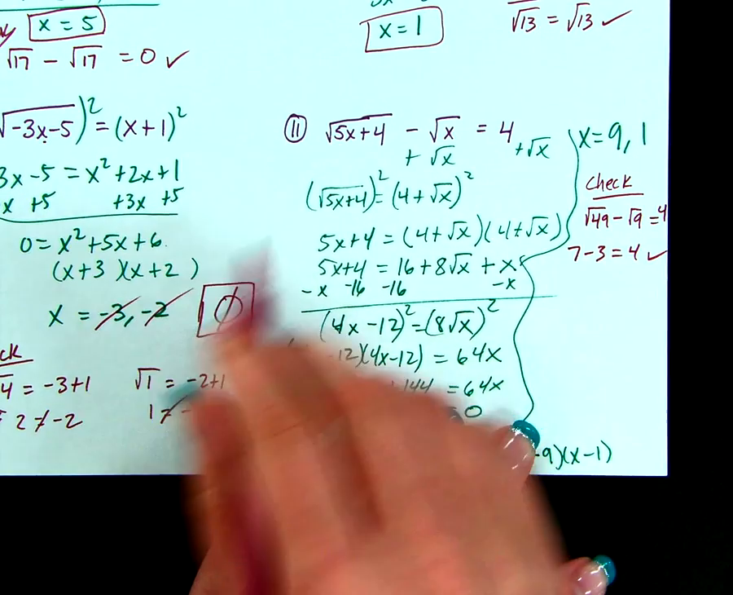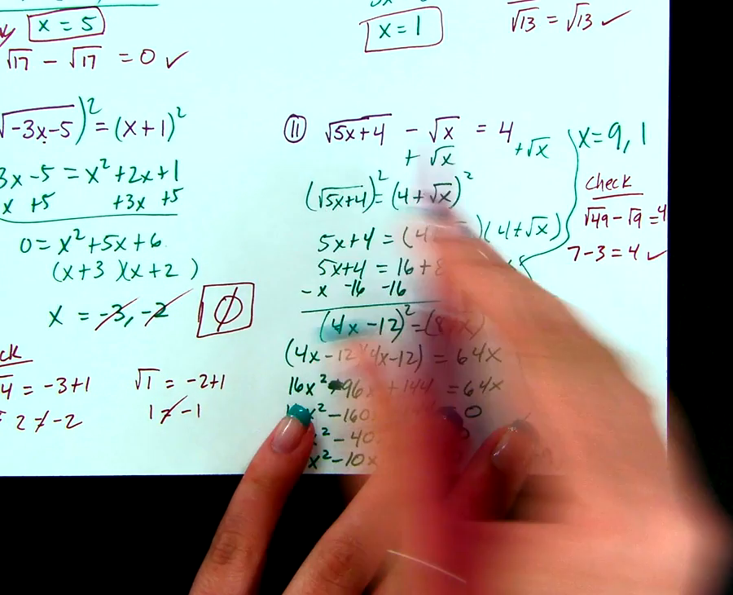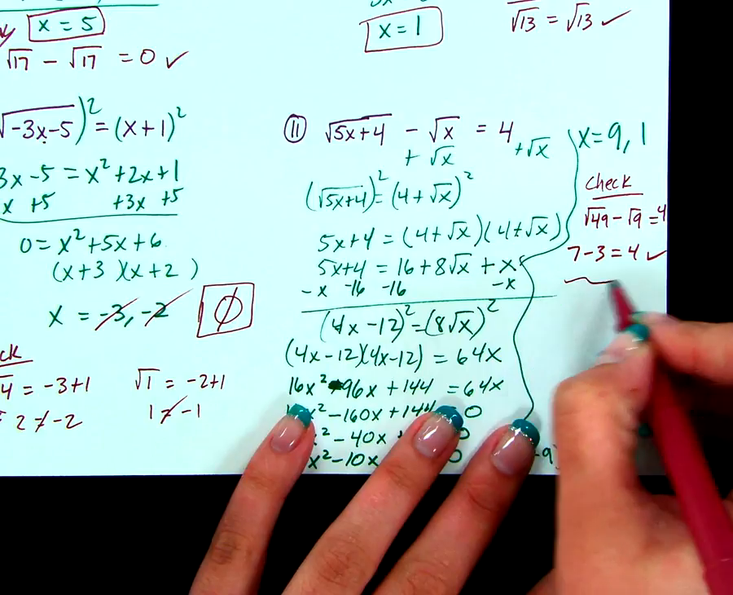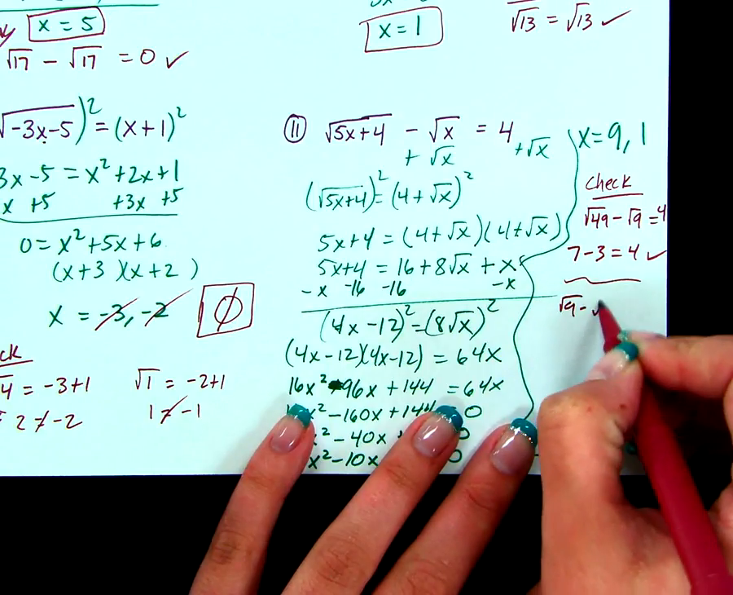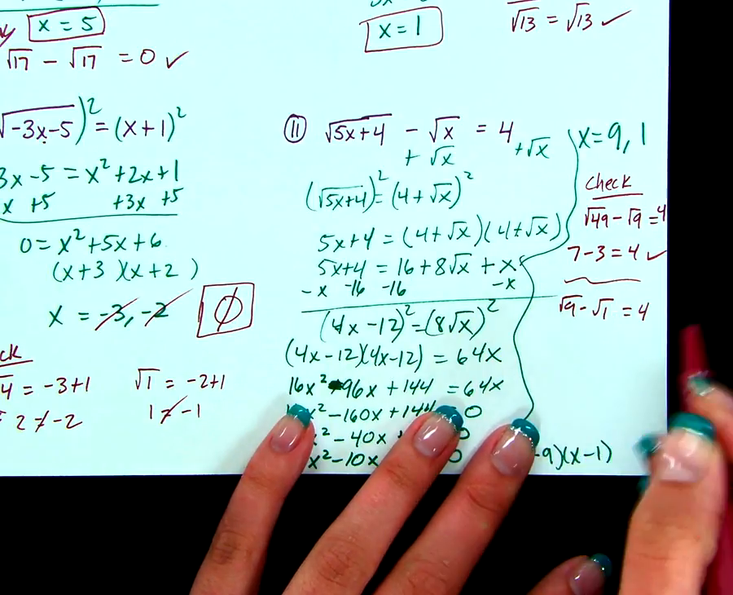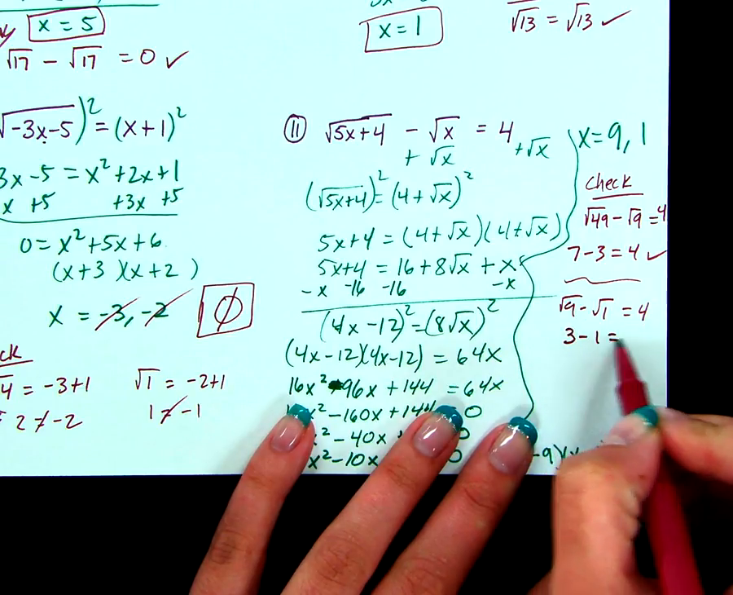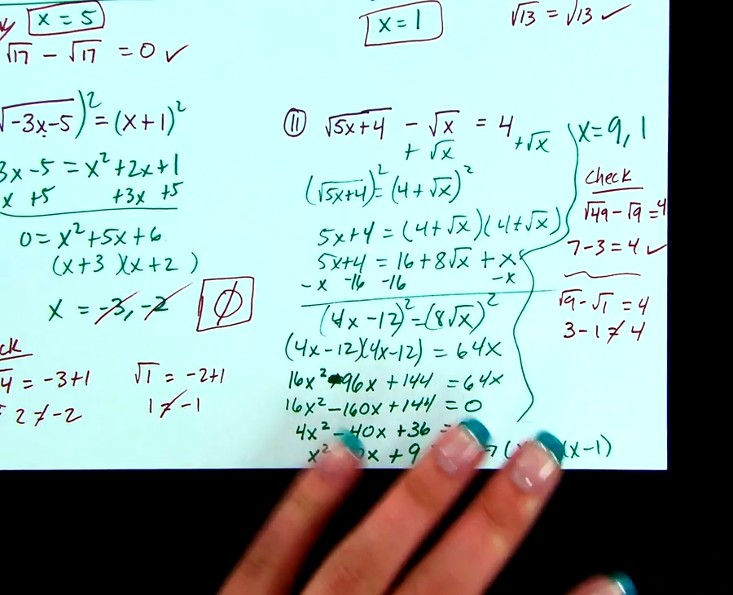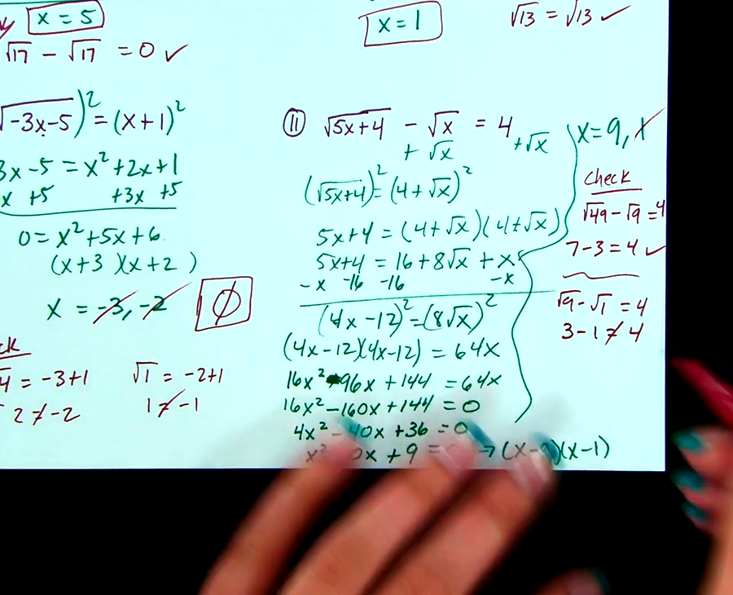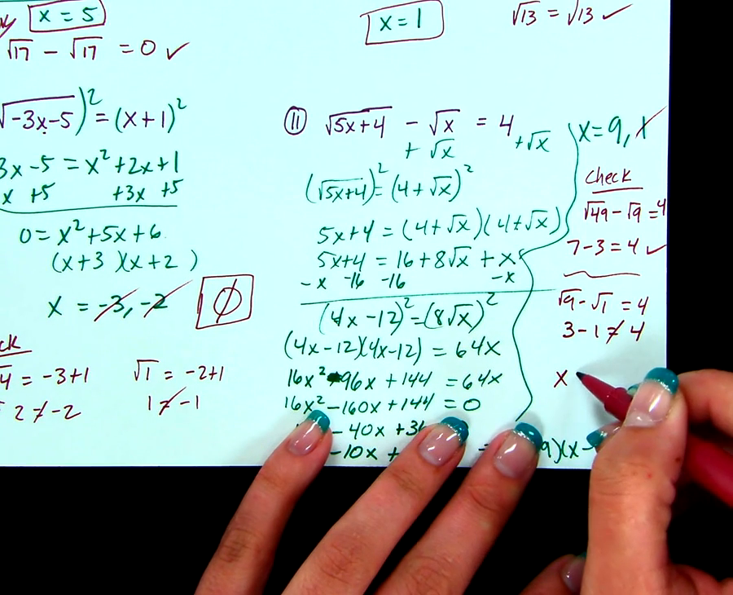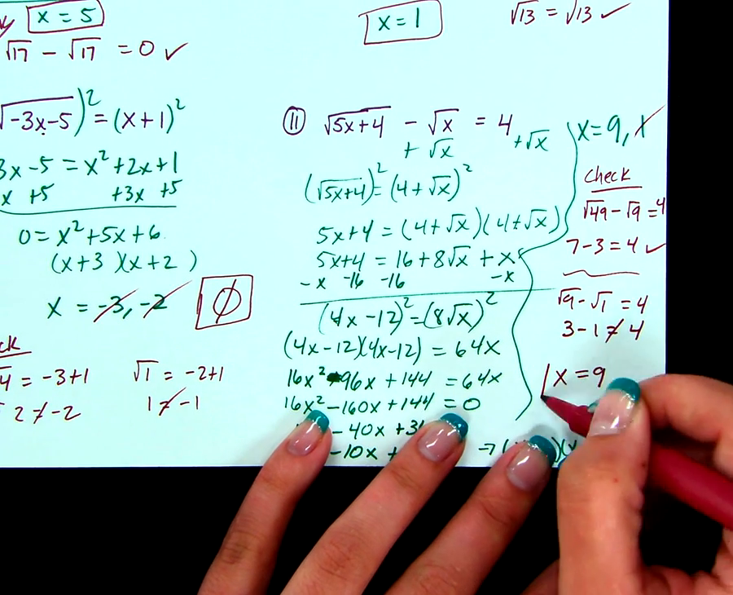And we have to do the same thing with the 1. 5 times 1 is 5, plus 4 is 9. So we'll have the square root of 9 minus the square root of 1 equals 4. So the square root of 9 is 3 minus 1, which does not equal 4, so that is an extraneous solution. So the only answer to this problem will be x equals 9.